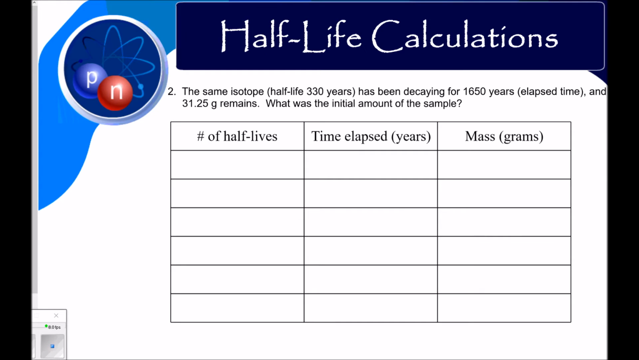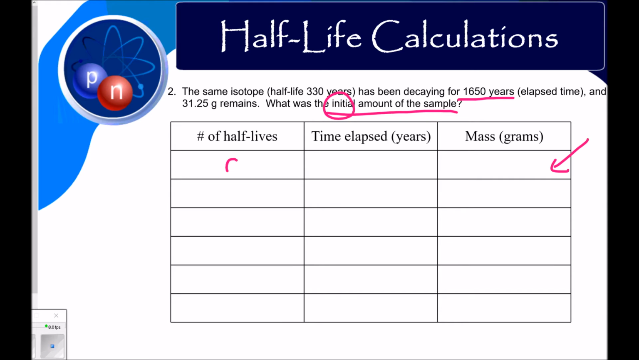Let's try another one together. The same isotope with a half-life of 330 years has been decaying for 1,650 years, and 31.25 grams remain. What was the initial amount of the sample? Okay, so I'm giving you the same isotope, but I'm asking a different question. I'm asking what was the initial amount of the sample. So the initial amount is going to be here.